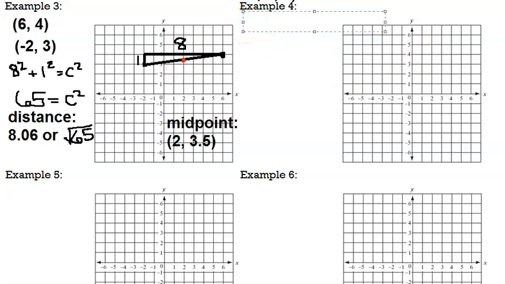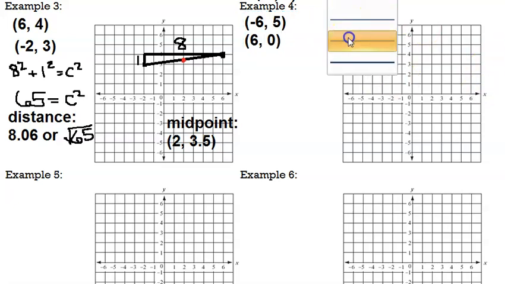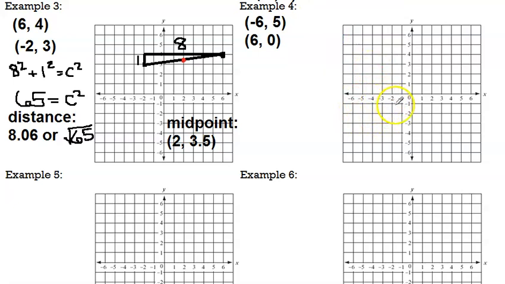All right, we go to example number 4 here. And now we're going from negative 6, 5 to 6, 0. Okay, so we're going to put these 2 points down. Again, the visual, even though you don't necessarily need to draw it out, and in fact, in our last couple examples, we won't, the visual is still really helpful. So hopefully just seeing it on a coordinate plane helps you get a game plan.